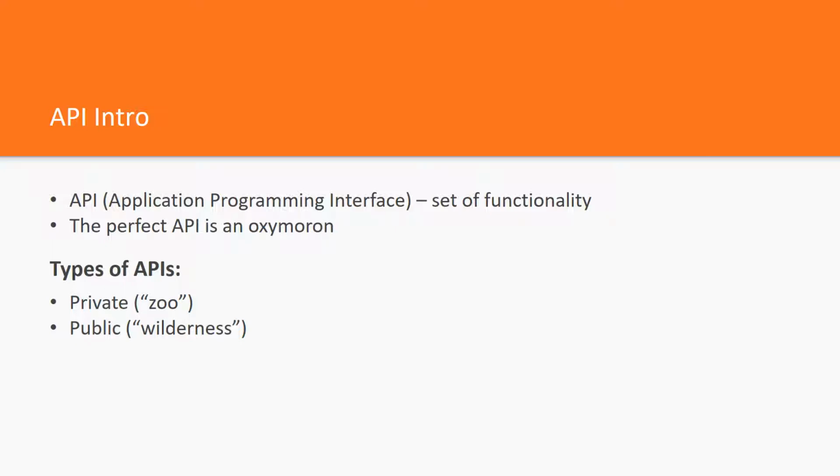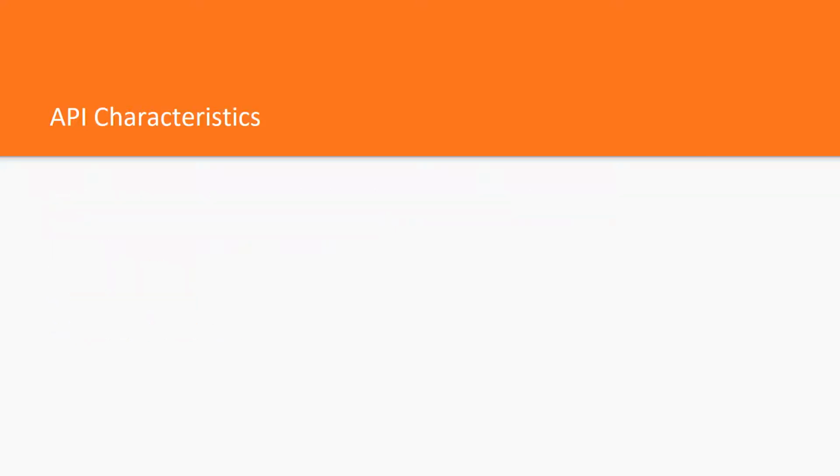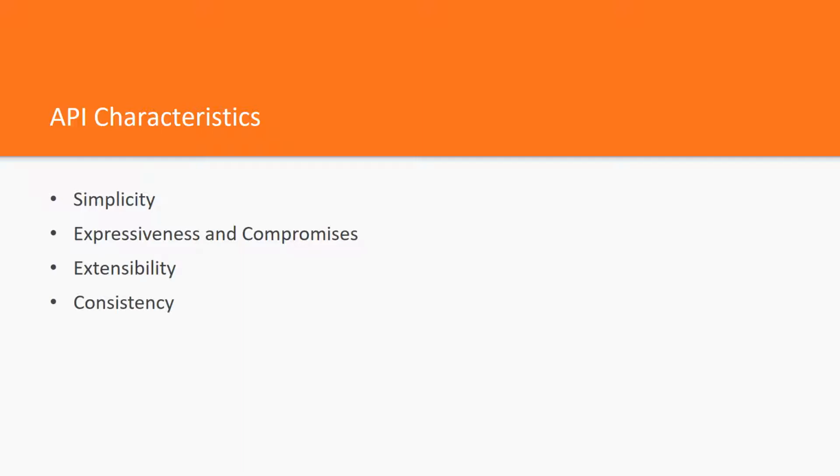We will mark out the following characteristics: simplicity, expressiveness and compromises, extensibility, and consistency. Now let's dig deeper into characteristics of APIs.